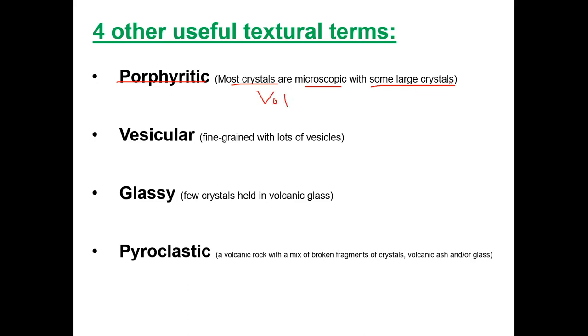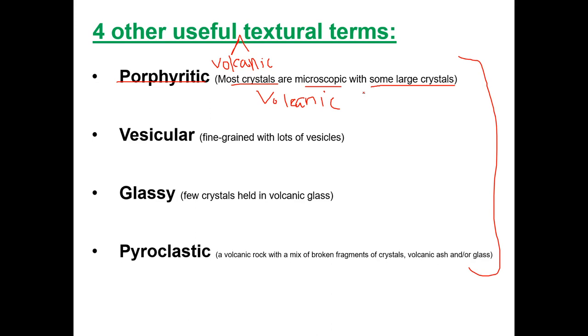And in fact, I'll just tell you right now that all 4 of these are useful volcanic textural terms. All these are volcanic. So none of these are coarse-grained, plutonic, intrusive rocks. These are all volcanic rocks, okay?